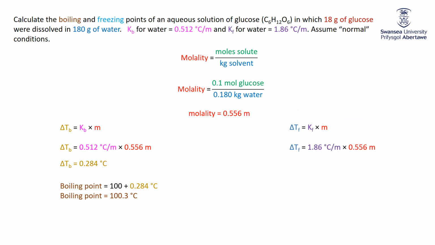Same process for the freezing point, different number for the freezing point constant. So the change in freezing point is 1 degree, in other words, bigger, as we saw, than the change in the boiling point. Freezing point of water is usually 0. Freezing point is less, so we subtract this difference, and so the freezing point of this solution is minus 1.03 degrees Celsius.